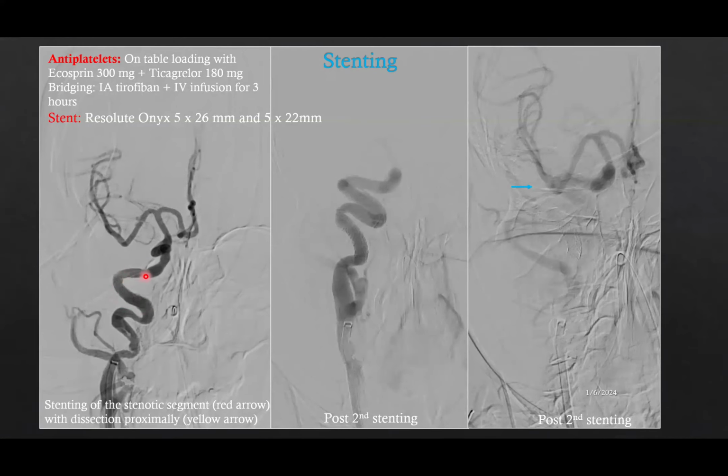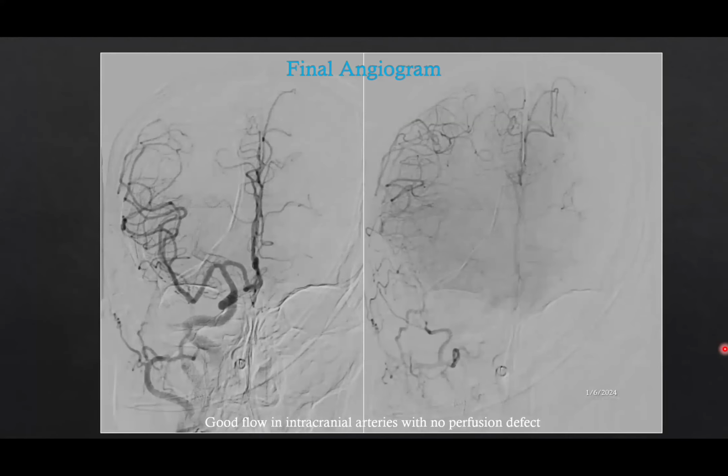But because of this tortuous anatomy requiring multiple pushes of the deploying catheters, there was an iatrogenic dissection involving the proximal cervical ICA, and that segment was also stented. So stenting of both the proximal and the distal cervical ICA segments was done, achieving a good opening of the stenotic or occluded segment. This is the antegrade flow in the cervical ICA, and this is the antegrade flow in the intracranial ICA and intracranial vessels. This is the intracranial angiogram.